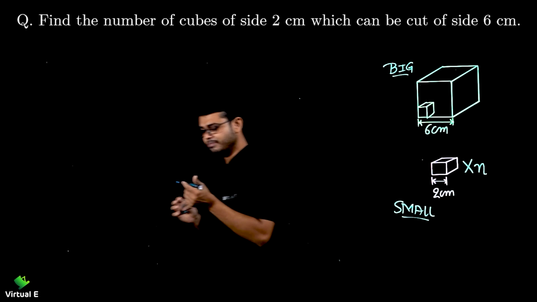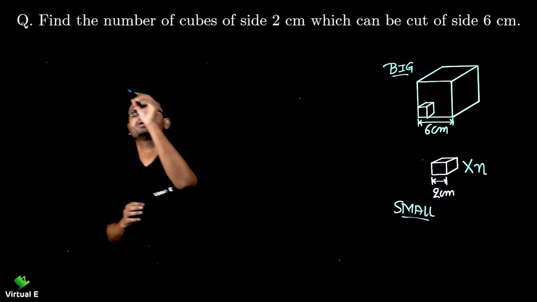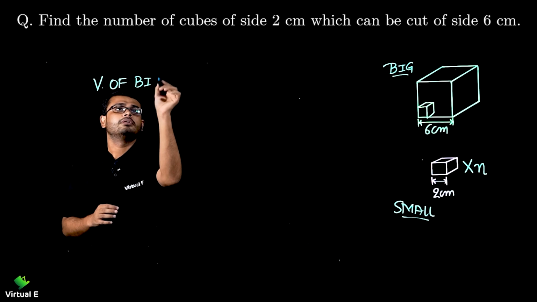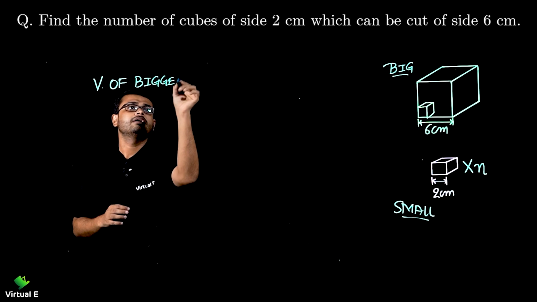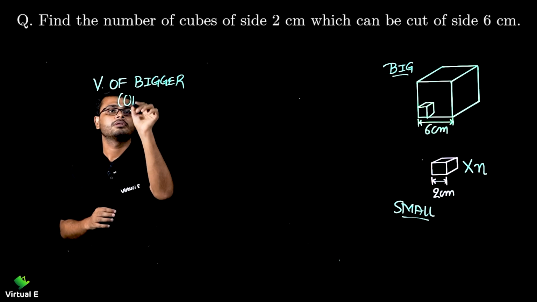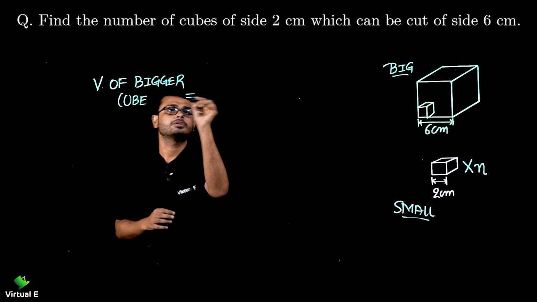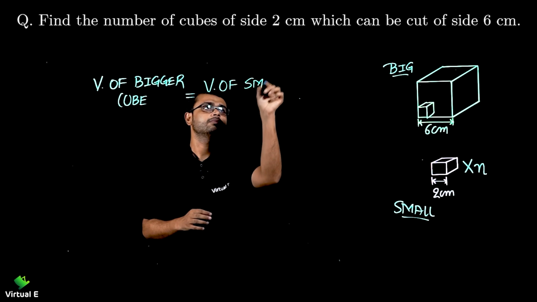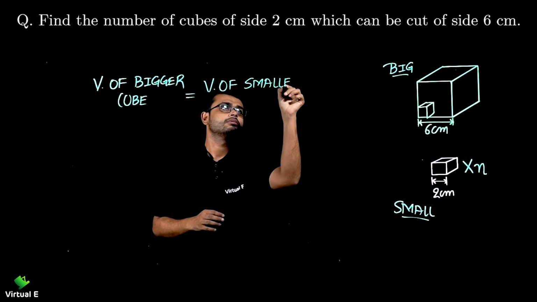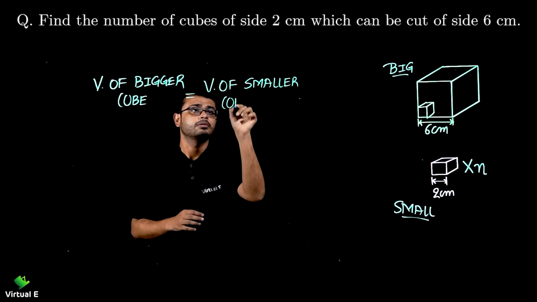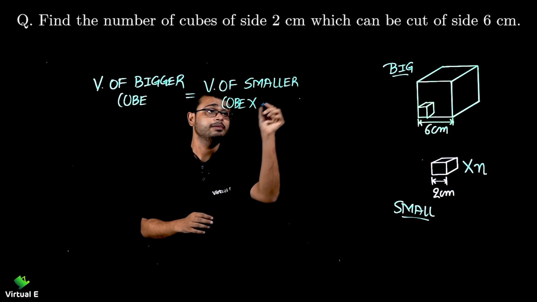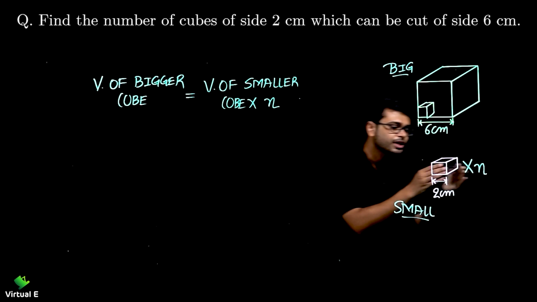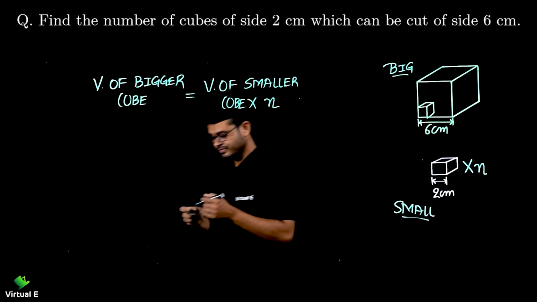So the basic equation I'm going to write is: volume of bigger cube is equal to volume of smaller cube, multiply, remember, multiply by n. n is the number of cubes. There can be so many cubes like that. Okay, so let's start with this one.